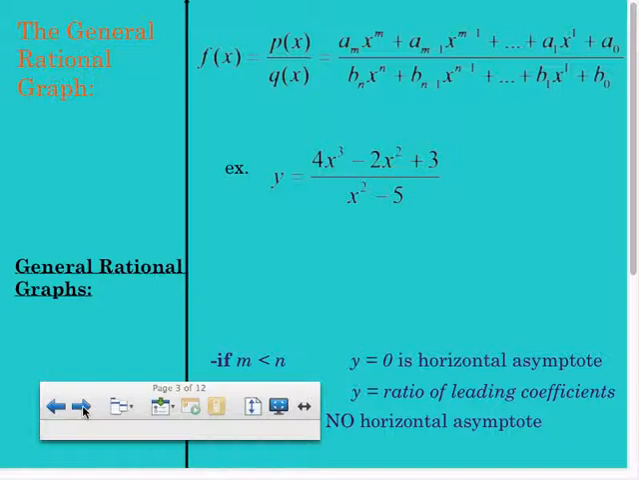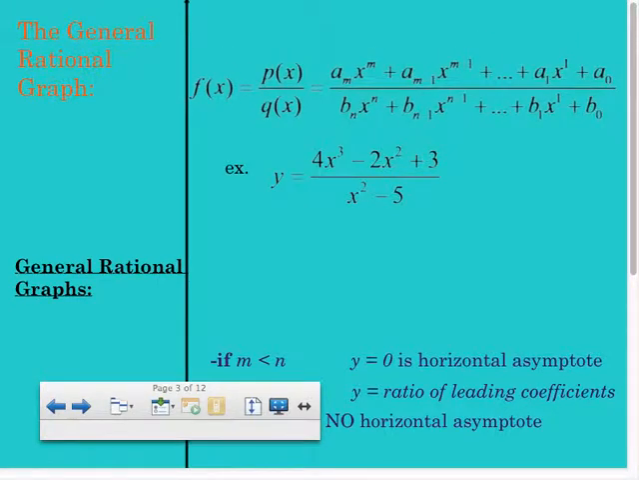This is in general what the graph of a rational function looks like. You have in your notes f of x equals p of x over q of x. All we're saying is that it's a function divided by another function. The part at the end is showing you that it's a higher degree polynomial. You've seen this definition of a higher degree polynomial last semester when I introduced polynomials to you.